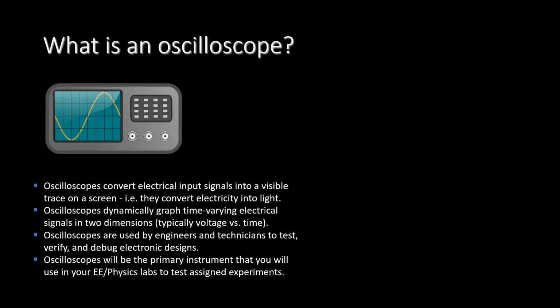As characteristics of the input signal change, you can view continuous dynamic updates of the plotted wave on a scope display. Oscilloscopes are primarily instruments that electrical engineers use to test and verify their electronic designs.